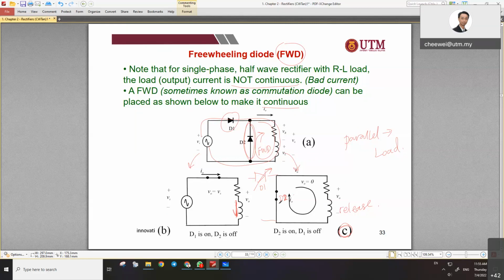So what do you get? The current is flowing, right? That's why the current becomes continuous. Because from the first part, the current is flowing. In the negative part, the current is still flowing because the path is there.